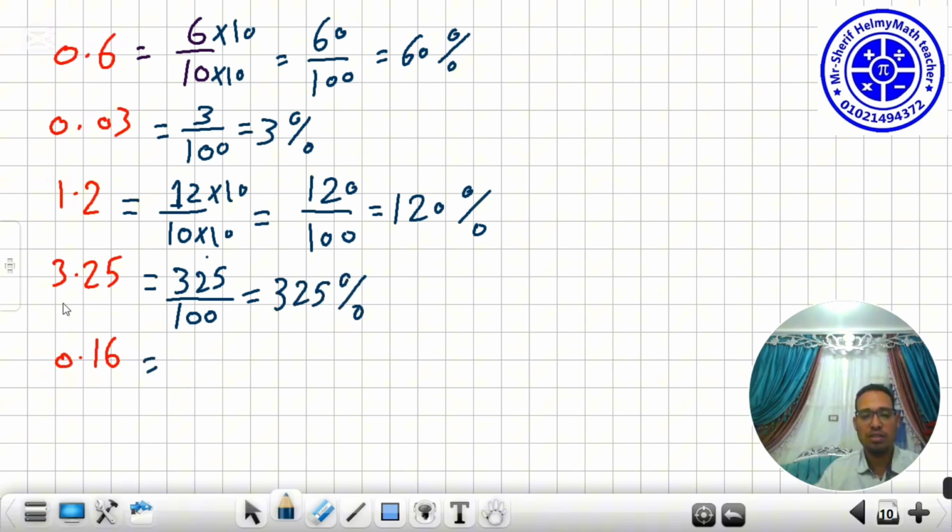Here ignore the decimal point, it will be 16. 16 over what? 10 or 100? Count 1, 2, and the decimal point, so the denominator will be 100, so it will be 16%.